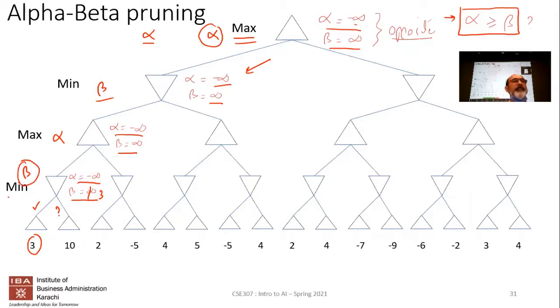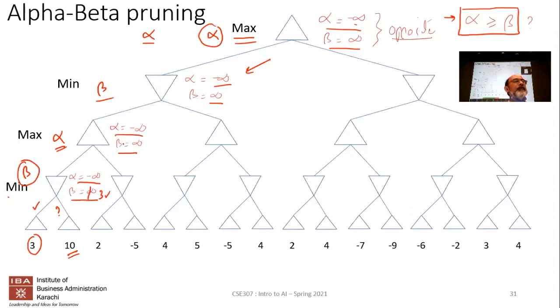What is beta going to check? Is the value over here less than or equal to the current beta? Because we're trying to minimize beta. That's not, so we retain the value of beta at 3. So it continues to be 3. We're going to go upwards now. What are we going to do? We're going to update the alpha value at the next layer, only the alpha value.